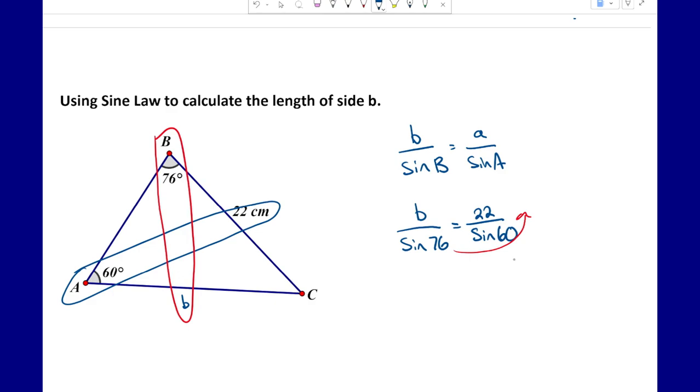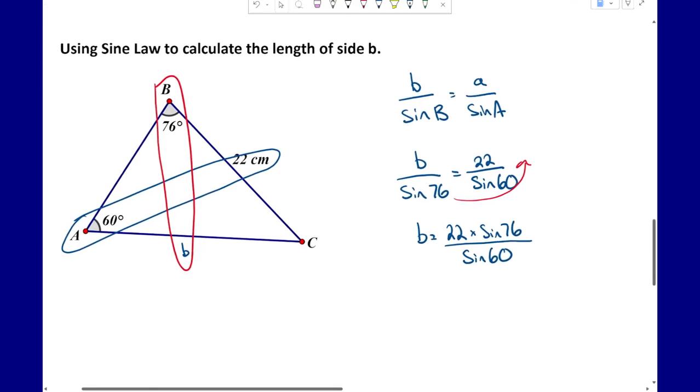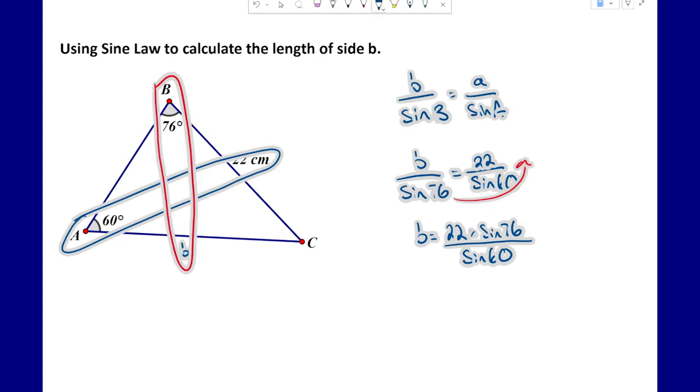So we're going to move that sine 76 over to the other side, and we're going to put it on top. So it's going to be 22 times sine 76 divided by sine 60. And that is going to be our rearrangement. That's going to be the only rearrangement we need. And now this is going to be one calculation.